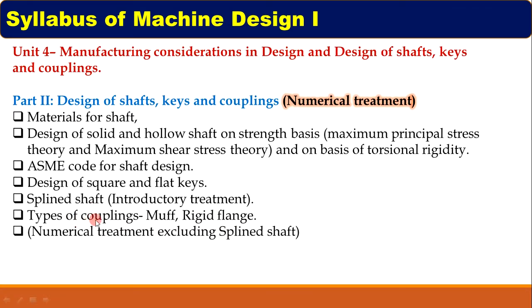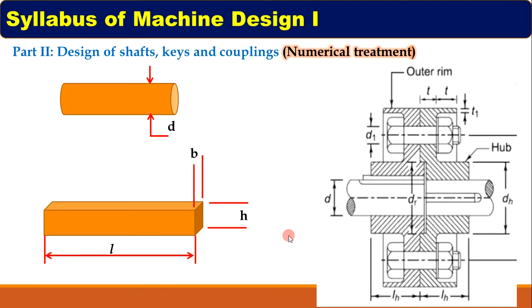The next is types of couplings. We have muff coupling, rigid coupling, rigid flange coupling, and this part has numerical treatment excluding spline shaft. So on spline shaft, numerical treatment is not there. So now we'll consider this part two, what exactly we have to do.